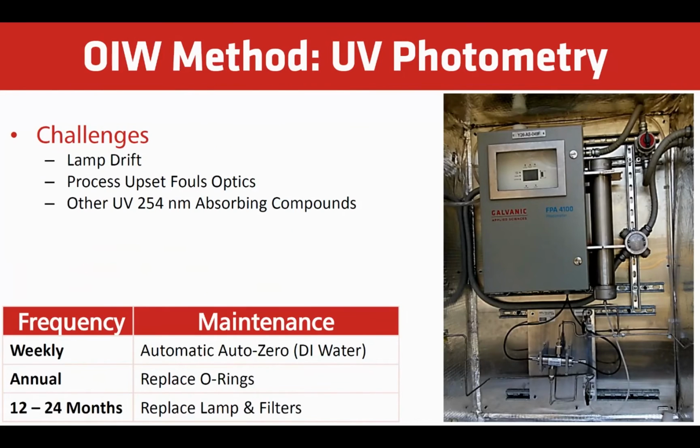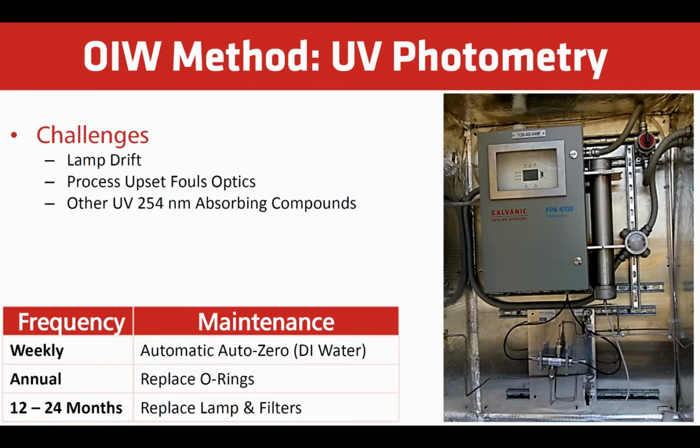Challenges associated with UV analyzers are primarily lamp drifting. Mercury source lamps are sensitive to temperature changes, which can occur due to enclosure purging, vortex cooling, or ambient temperature shifts. It's important that these systems employ a second fiber optic bundle for compensation. Just like light scattering technology, if the optic gets fouled, the results are no good. This method is susceptible to interferences from other UV254 absorbing compounds.